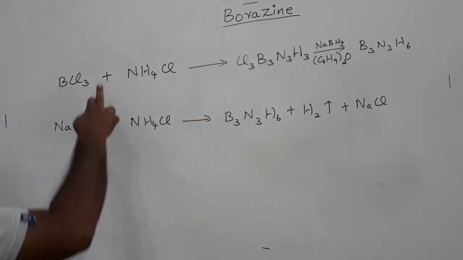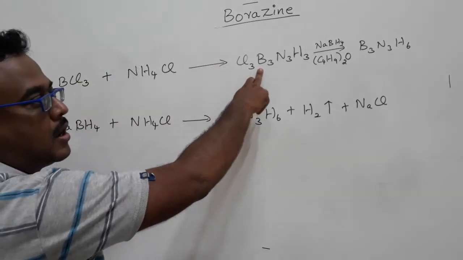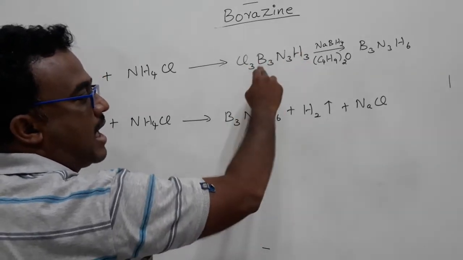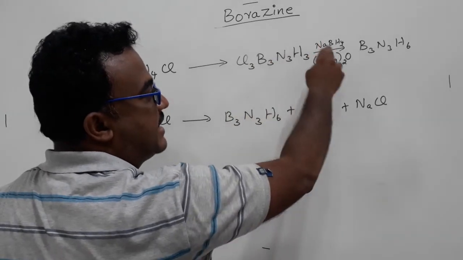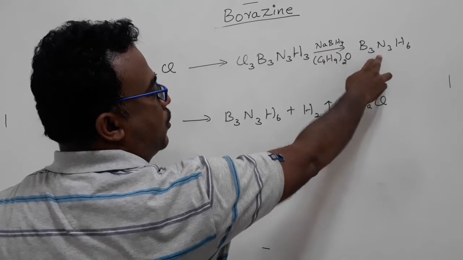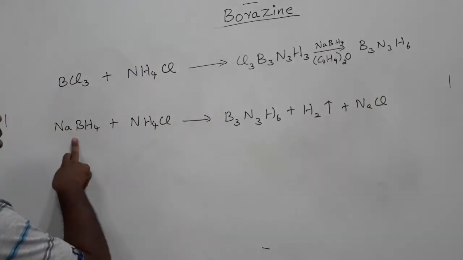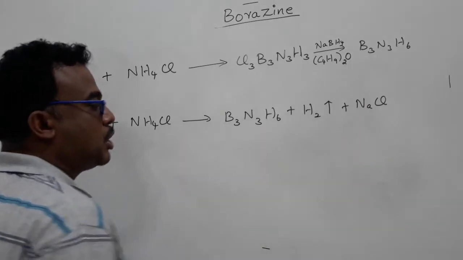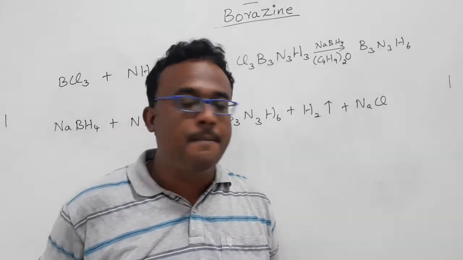In the first case, we used halides of boron. But in this case, the borazine has chlorine. This will undergo further hydrogenation with sodium borohydride to get borazine. Instead of this, very directly you can react sodium borohydride and ammonium chloride to get borazine plus hydrogen plus sodium chloride. This is another way of synthesizing borazine.